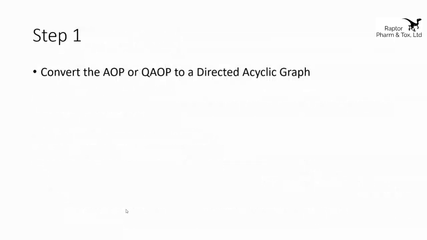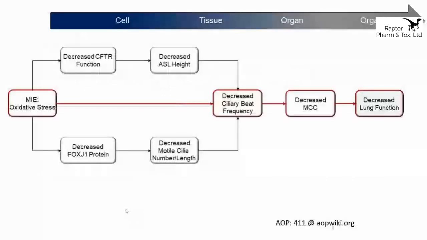So going from an AOP to a QAOP, the first step is to convert it into a directed acyclic graph. For AOP 411, this is really easy, because directed acyclic graphs means that you have arrows that only go in one direction. So all of our arrows are only going one direction. That's good. Acyclic means we don't have any cycles. So for instance, if we had a feedback cycle or a feed forward cycle, then we don't have a directed acyclic graph. This does not have a feed forward cycle or a feedback cycle of any kind, right?